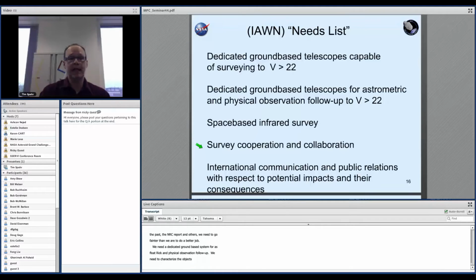I believe the next step in adding a factor of 10 on the discovery rate is a space-based infrared survey. Now, that's expensive. We know that there's NeoCam being talked about. We know Sentinel is being talked about. This is the next big piece in my mind.